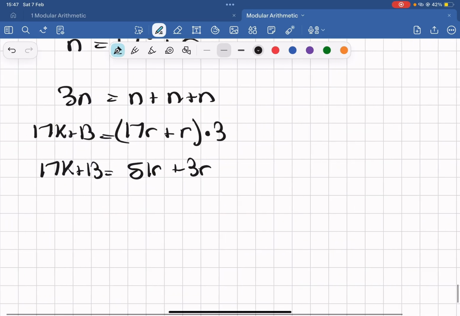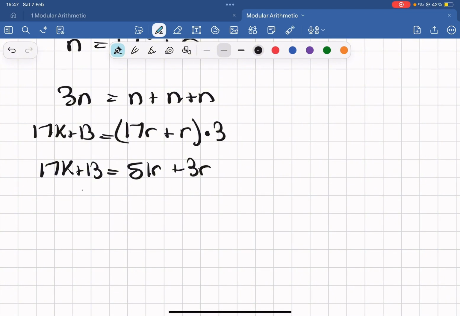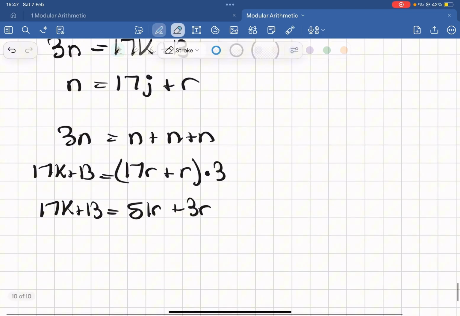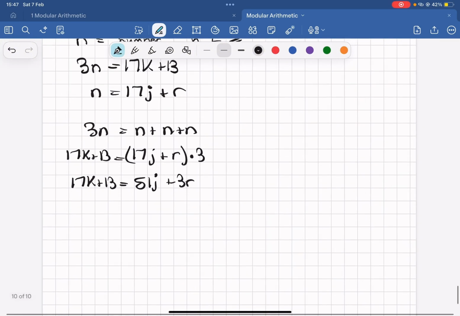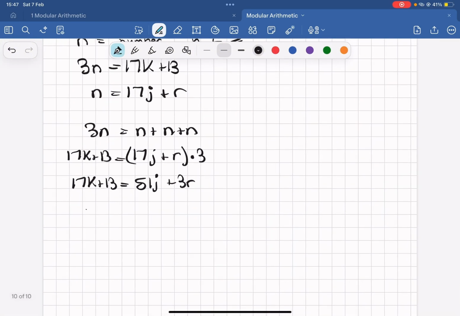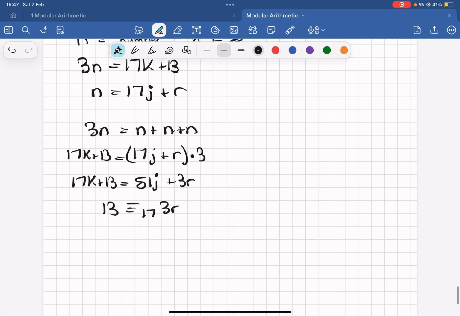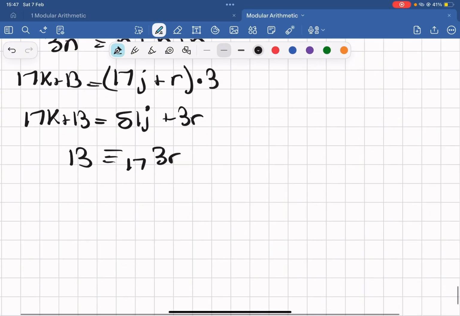Now, we need to work in mod 17. Why? Because this way we can eliminate these scalars k and, not r, should have been a j. We can remove these scalars and find an expression only in terms of our remainder, which we're looking for. So if we apply mod 17 to this, 13 is congruent to 3r mod 17. So now we just have to test values that work.